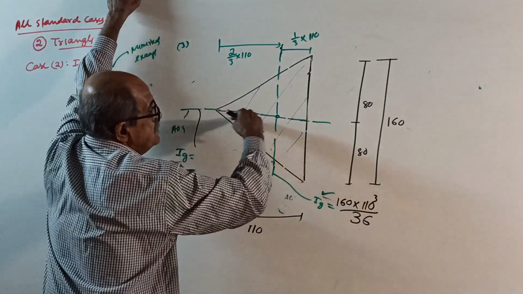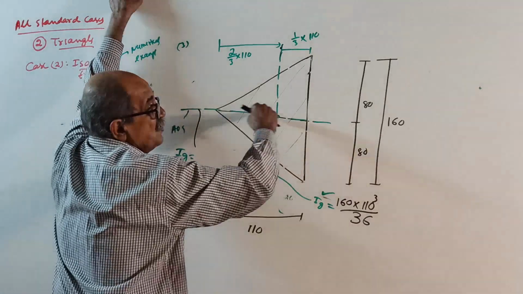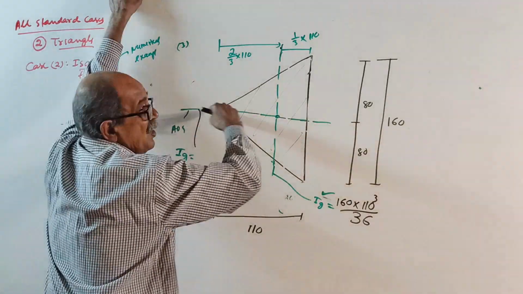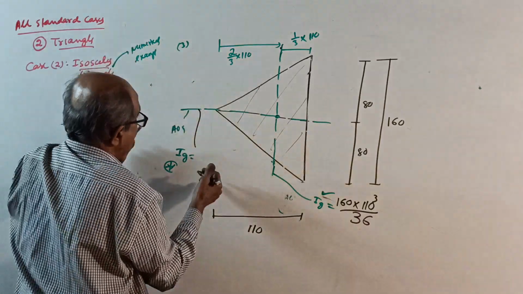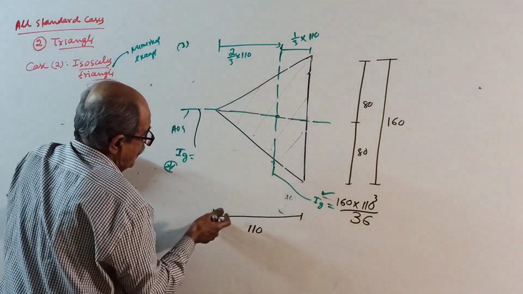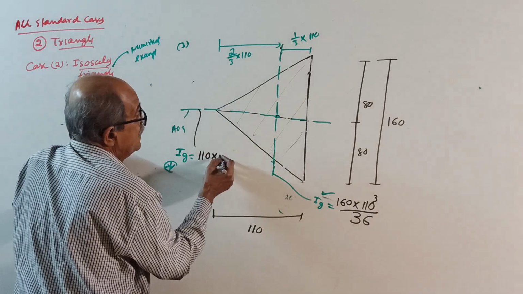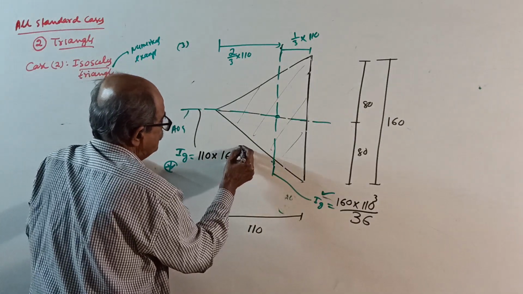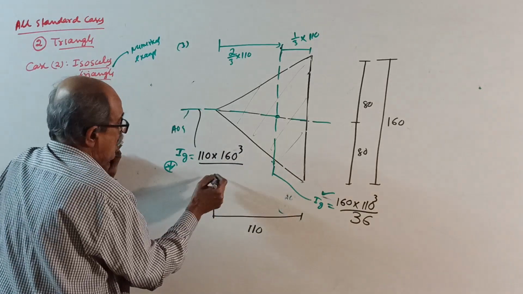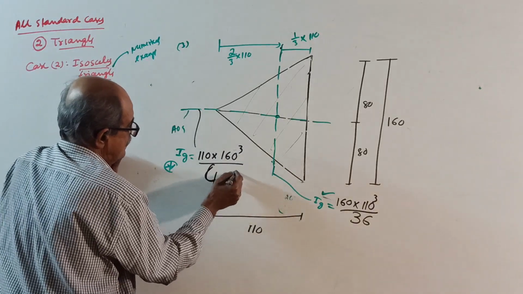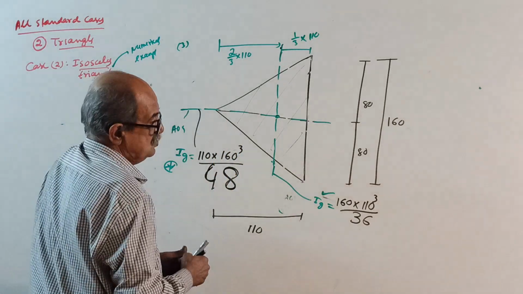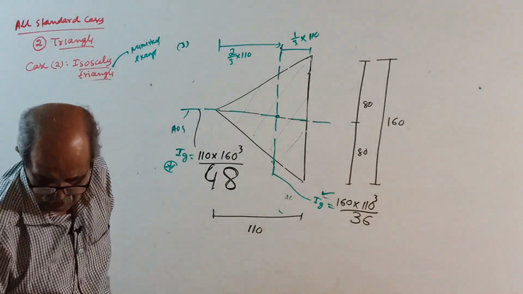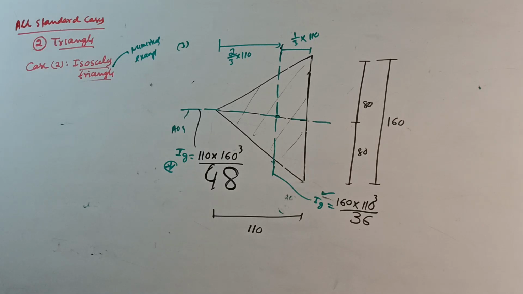When you write this IG here, what happens? See, it is not the extreme edge, but it is the axis of symmetry. So, parallel side is 110. That is same. 110 into, that is always same. Cube by not 36, 48. Okay. Lastly, fourth example, last example.